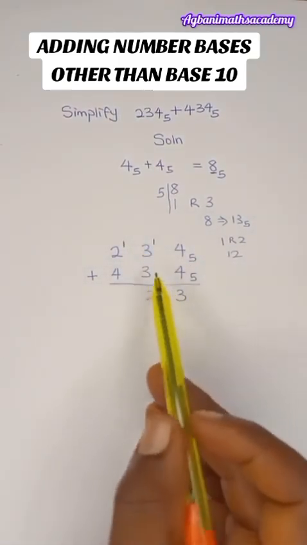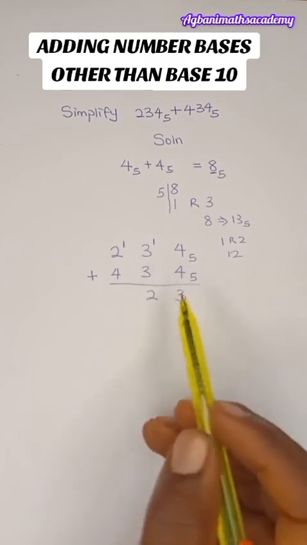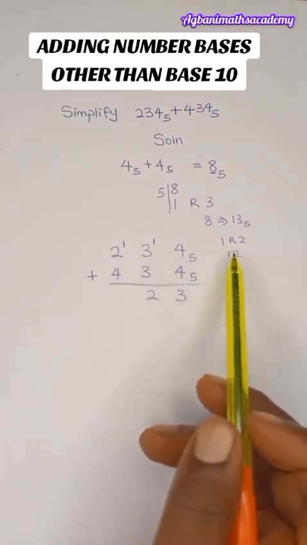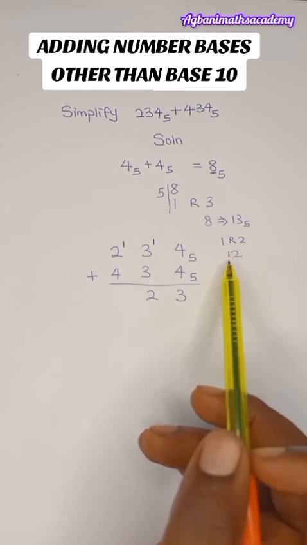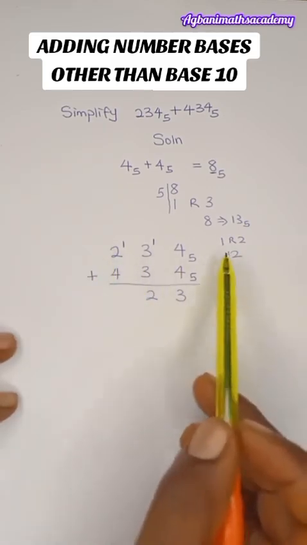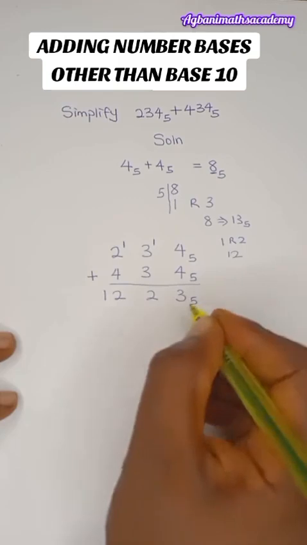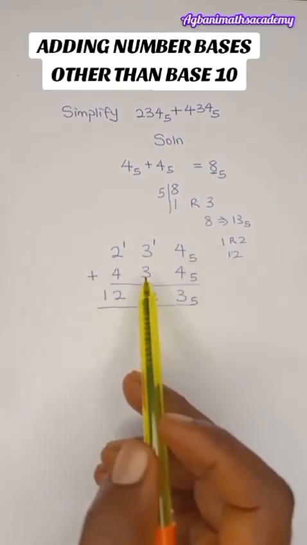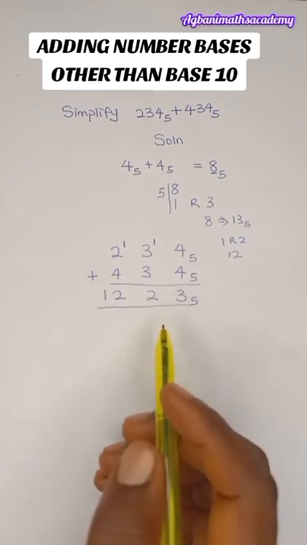Okay, now we have 1 plus 2 gives us 3. 3 plus 4 gives us 7. So just as we have done before, we have 7, which is bigger than 5. We have already converted 7 to its equivalent in base 5, which is 12. So there is no other number to bring the 1 over to, so we can simply write 12 base 5. So that means 234 base 5 plus 434 base 5 is equal to 1223 base 5.